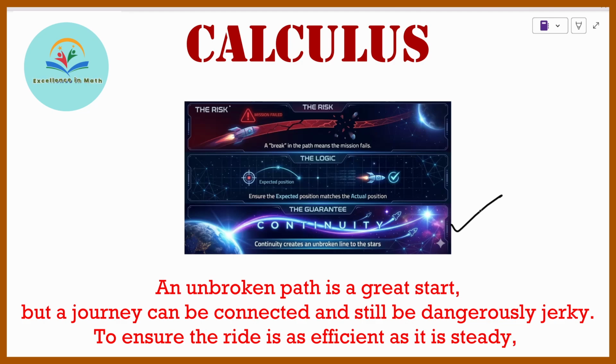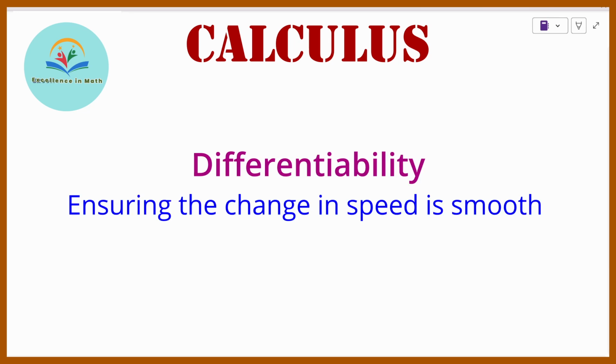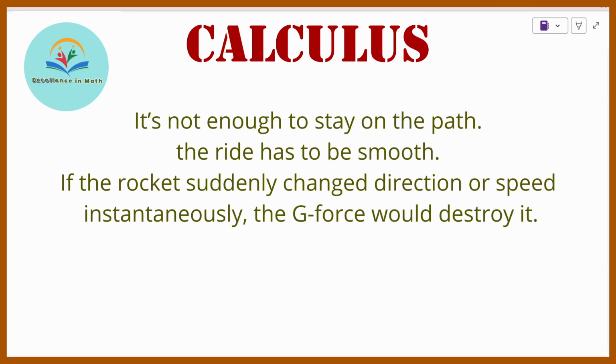But a journey can be connected and still be dangerously jerky. To ensure that the ride is as efficient as it is steady, we need the next level of calculus, that is differentiability. Differentiability is a mathematical concept ensuring that the change in speed is smooth. It's not enough to stay on the path. The ride has to be smooth.